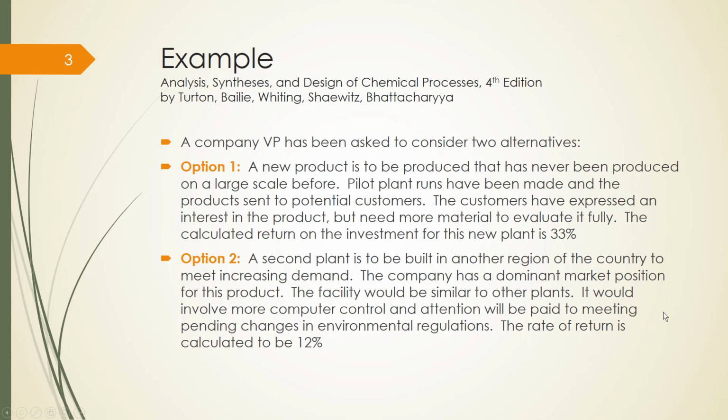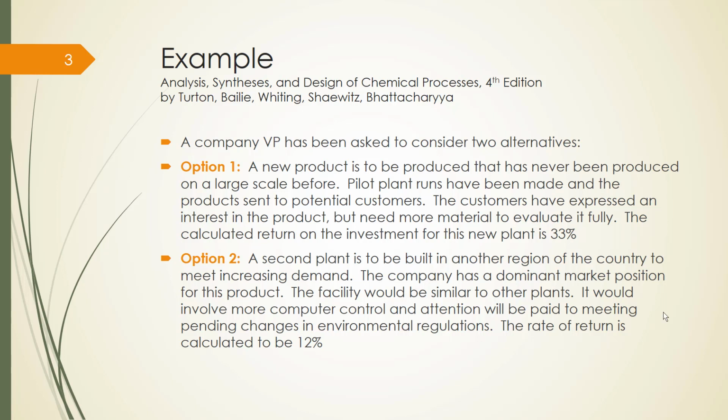Let's think a little bit about an example, and this one is directly out of the textbook by Turton et al. A company has been asked to consider two alternatives, and so the vice president is looking at these and thinking about them. One says you could make a new product. It's not been produced on a large scale before, but you have done it in pilot plant, and the products were sent to potential customers. The customers were interested, but they are going to need more material to fully evaluate whether it will work for them. The calculated return on investment for that plant is 33%.